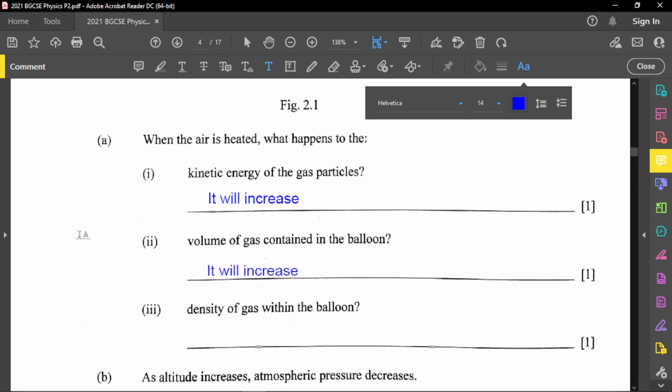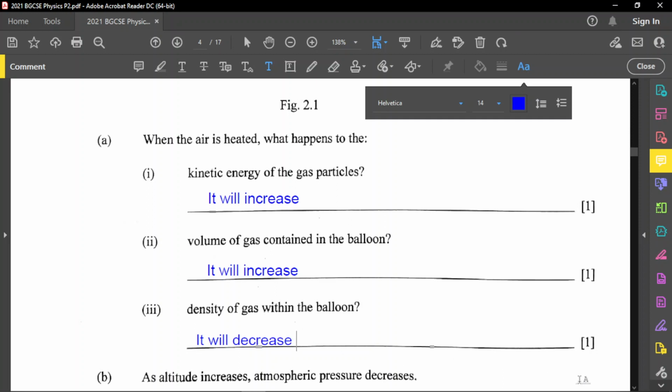Now, the density of gas within the balloon. What happened to the density? Remember, density is mass over volume, so if you increase volume, then the density will decrease, because the mass will be the same. Mass will never change. But increasing the temperature increases the volume, and therefore, if you have a greater volume for the same mass, the density will decrease.